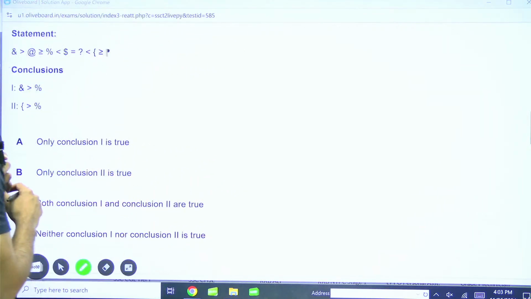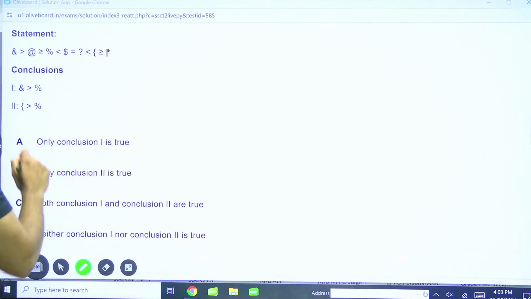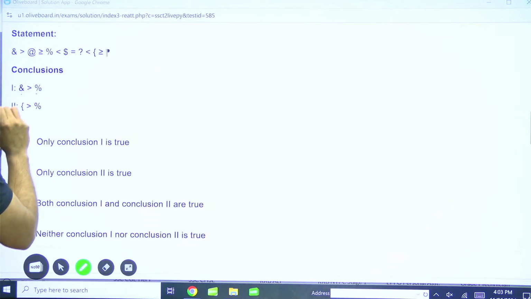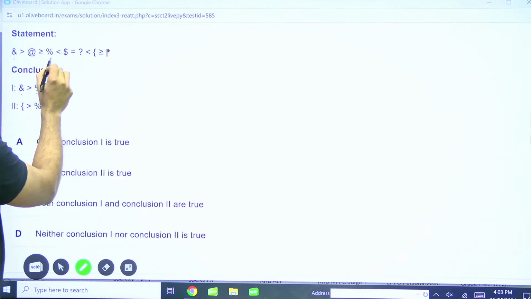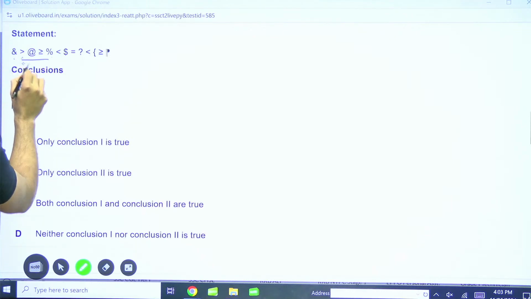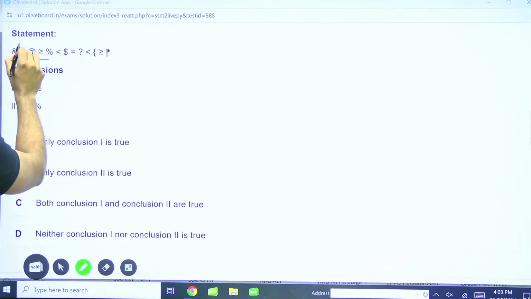Now, the question is from the inequality actually. The question is asking about the relation between end and percentage. The symbols are facing towards end. So we are having end and percentage over here. All the symbols are facing towards end. The first priority symbol is asked. This is the first priority.